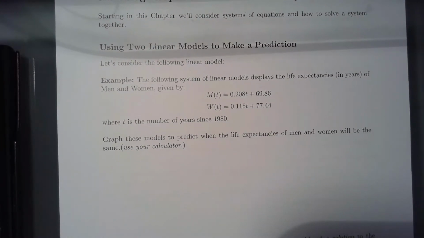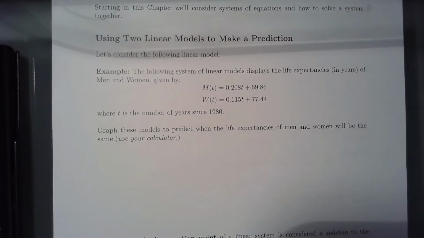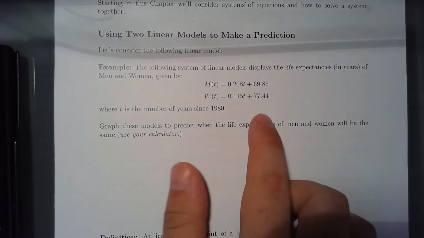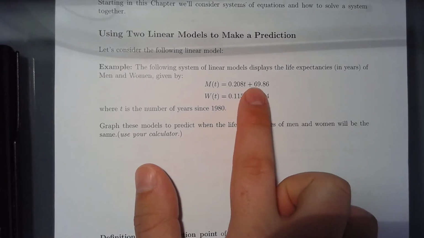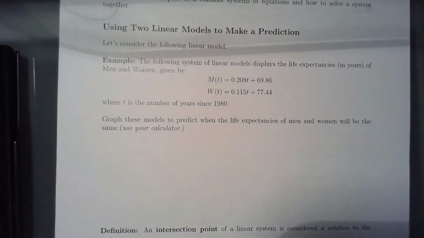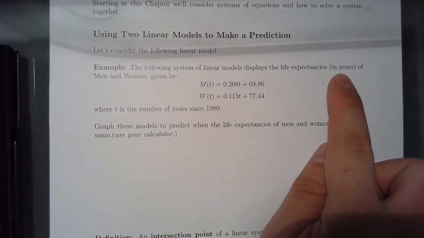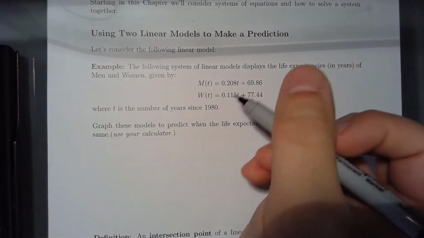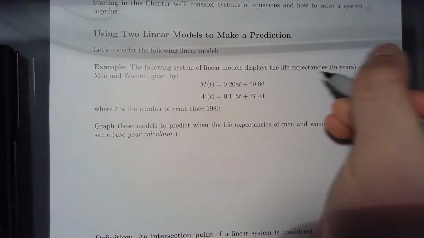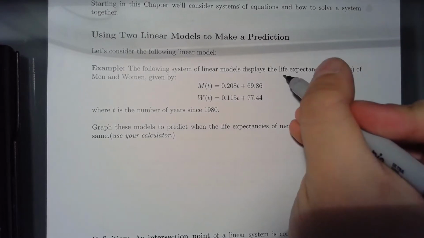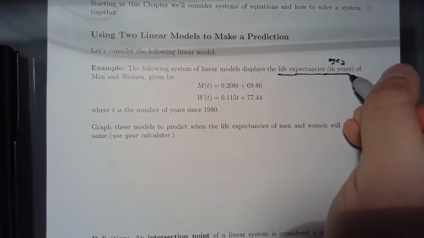So in this example right here, we have two linear models, and it's a system of two equations. These equations measure the life expectancies in years of men and women. When I say in years, I'm talking about the number of years, this is the age in years. That's what life expectancies measures here.